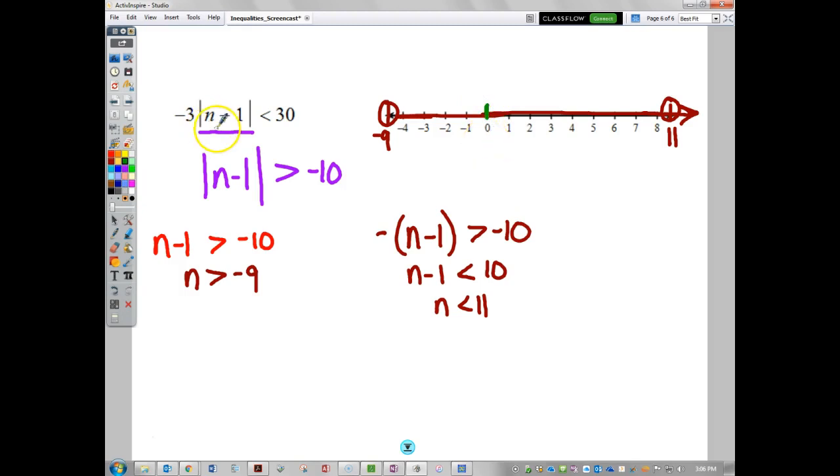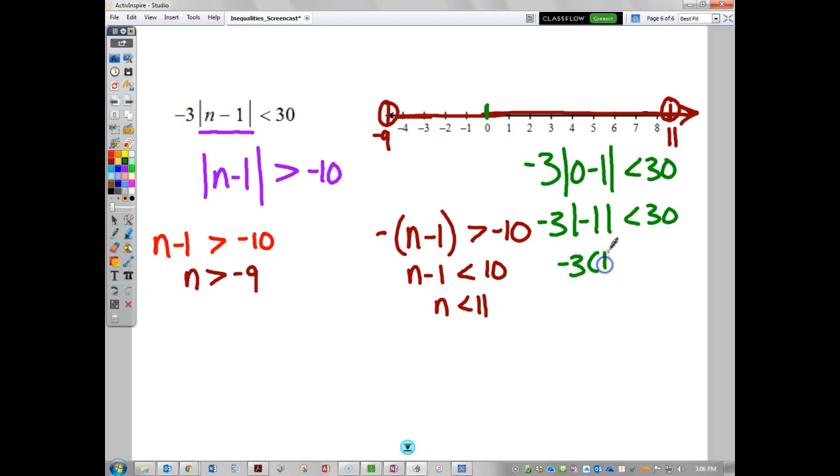If I plug in 0 into the original problem, like this, let's evaluate. Well, 0 minus 1 is negative 1. The absolute value of negative 1 is 1. Negative 3 times 1 is negative 3. Is negative 3 less than 30? Yes. So that's a true statement. So this is going to cover every single number. So the answer for this one is all real numbers.